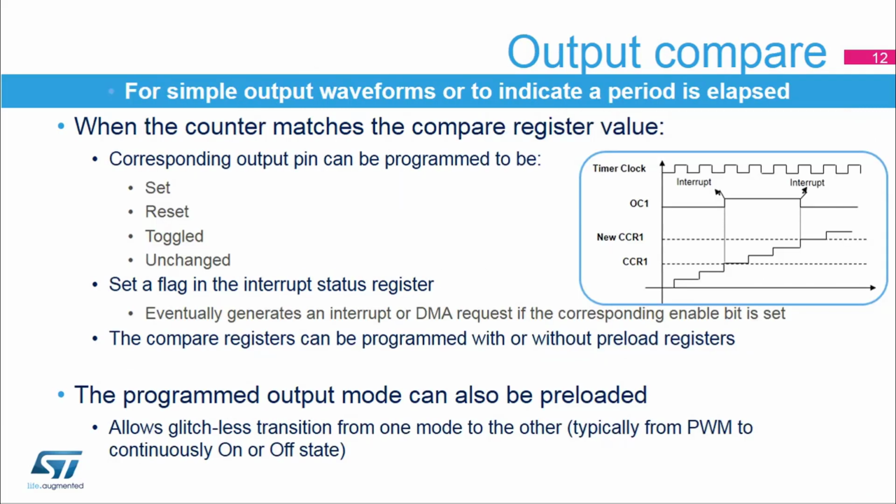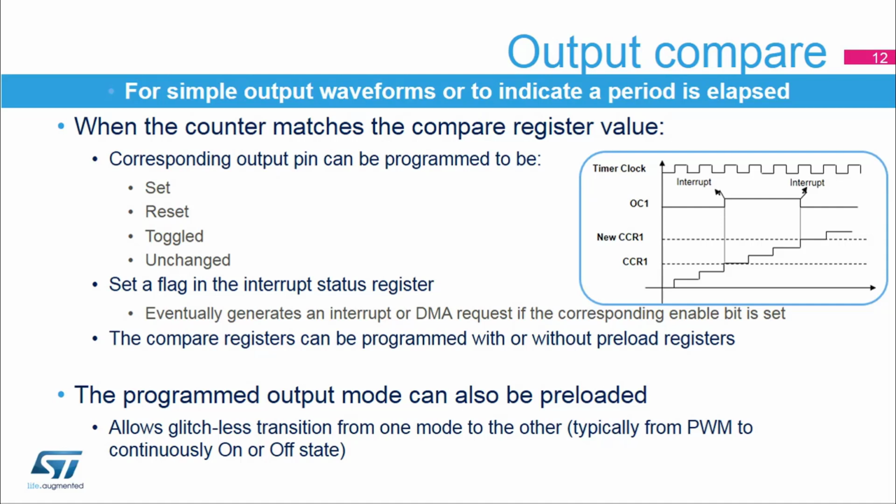This slide presents the output compare features. A compare event is generated when the counter matches the value of the compare register. This event can trigger an interrupt or a DMA request and can be reflected on the corresponding output pin by an output set, output reset, or output toggle.